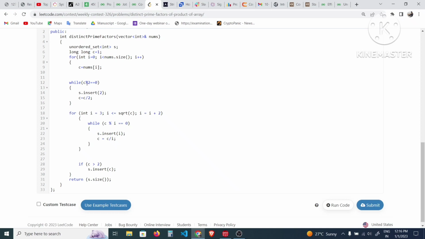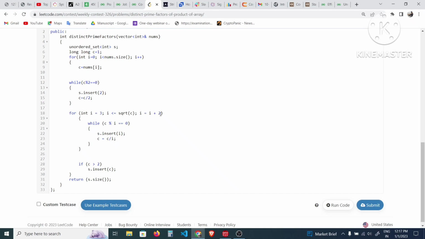Basically here, if that number is divisible by 2, you just need to divide it until it becomes undivisible by 2. Then you can start from 3. After that you just take plus 2, because if you take plus 1, then it becomes an even number, and an even number is not a prime number. That's why here it is plus 2.